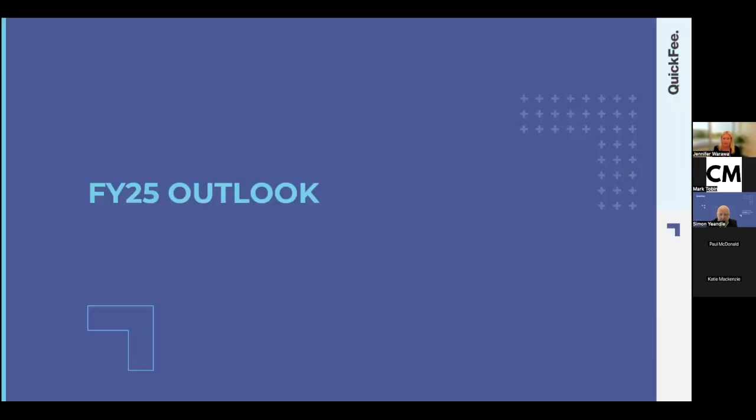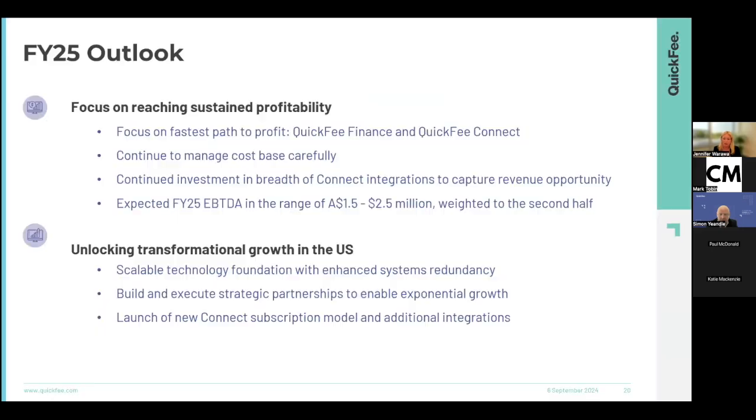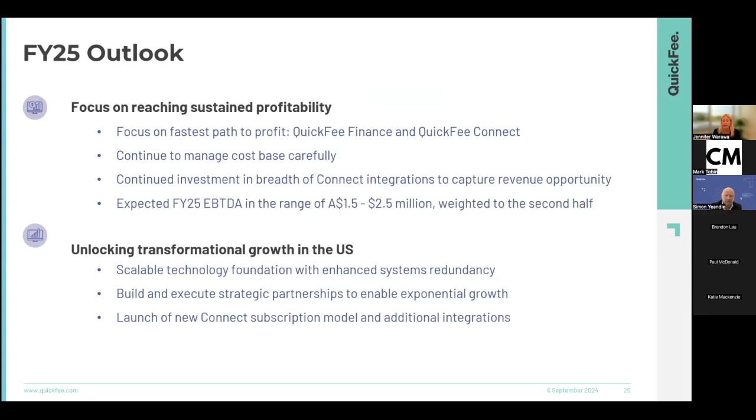Thank you, Simon. As we look ahead to FY25, we'll continue to have a focus on sustained profitability, supported by acceleration of total transaction volume and revenue from Quickfee Finance and Quickfee Connect. Our Connect integrations will continue to drive increasing demand and opportunity, allowing us to win more new customers and drive pay now and pay over time transaction volume, as well as revenue through our new subscription model. Most importantly, we expect FY25 EBITDA in the range of 1.5 to 2.5 million Australian dollars, weighted to the second half. Our outlook for FY25 is positive and is strongly supported by the momentum that we've built over the last few years. I'm now going to hand it back over to Mark for any questions.